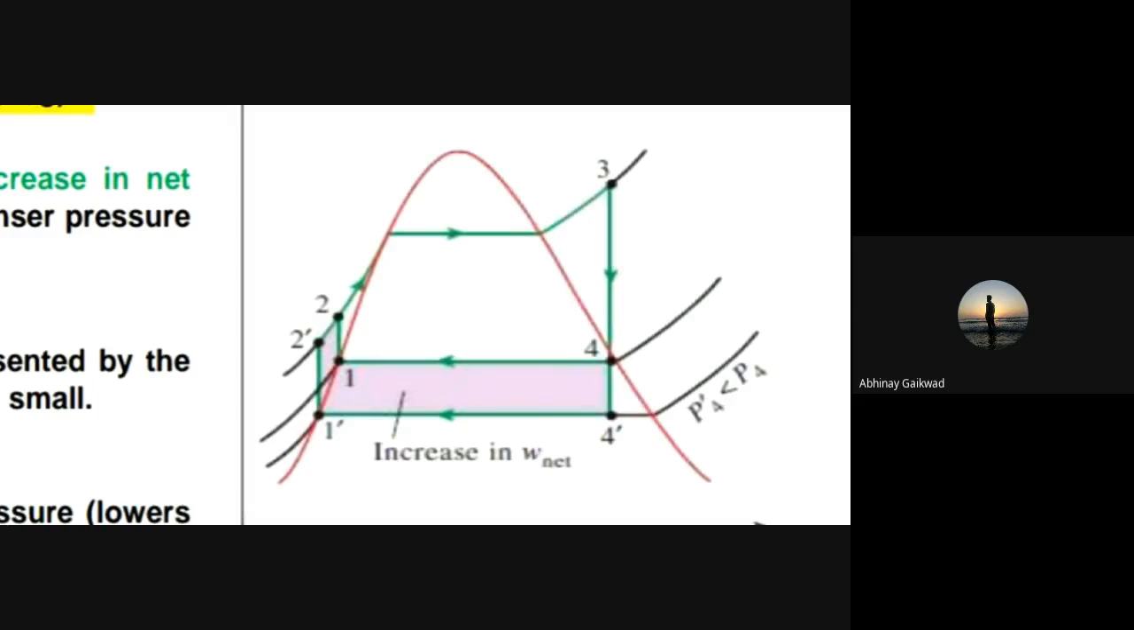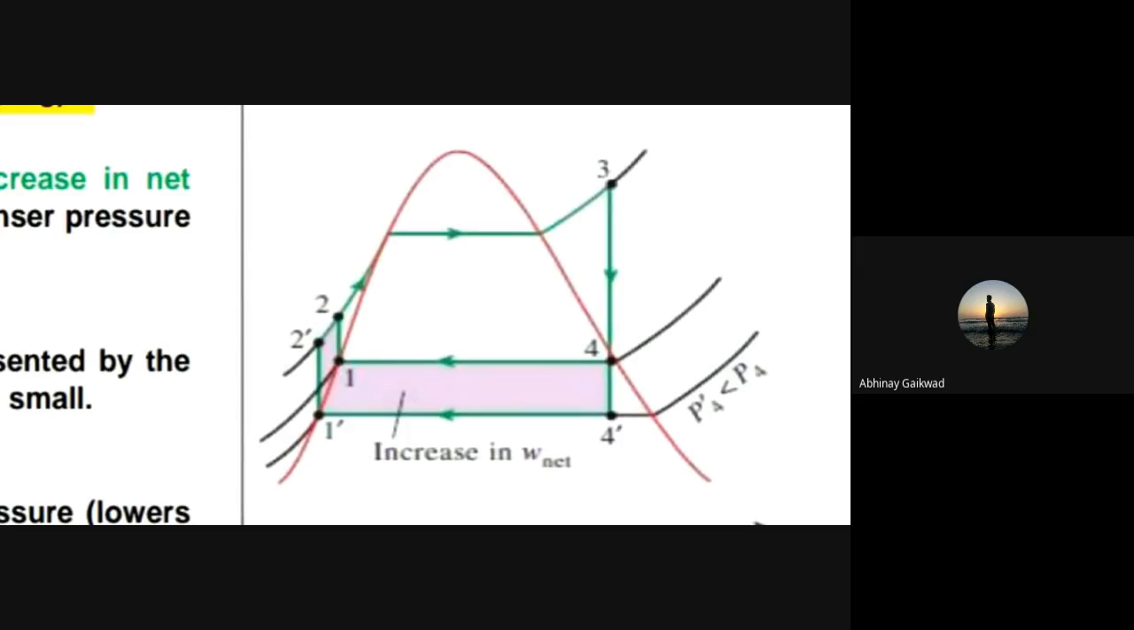Okay, so that we are getting the new point, 4 dash and 1 dash, and whatever the heat rejected in the condenser, we will get the new area, and that is colored here. As we know, if you increase the area of this curve on the TS diagram, automatically we'll get higher efficiency. Because this area represents our net work, not our thermal efficiency directly. So by increasing the area, we'll get an increase in the efficiency.